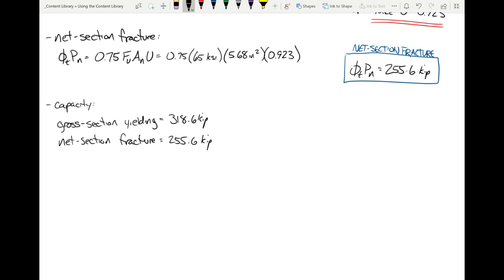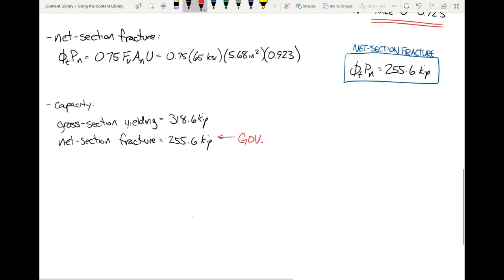Now, I want to ask a basic question and I want a basic answer. If I were yanking on this thing, what's the capacity? How much can it hold up before I say it's no more? Is it the bigger or the lower? Mr. Blizzard is saying use the lower. He is right. If I keep increasing the load, which am I going to hit first? I'm going to hit the net section fracture. So what we say in engineering speak is that this governs.